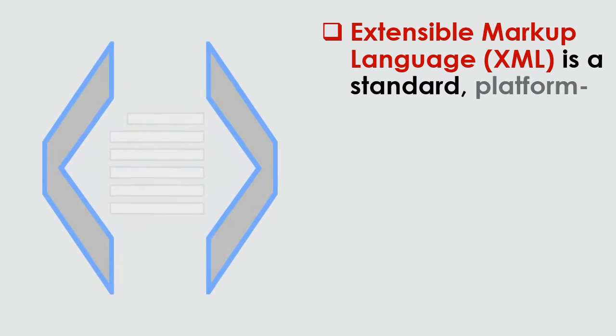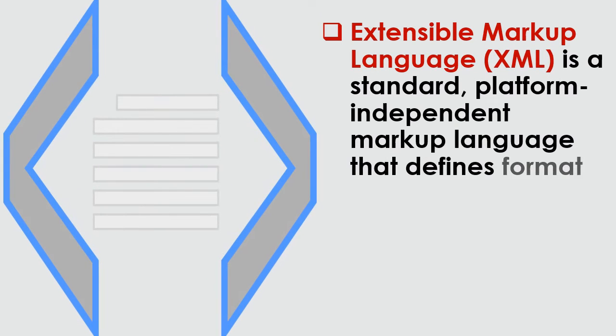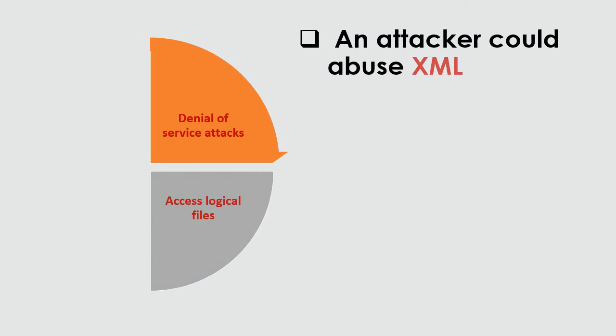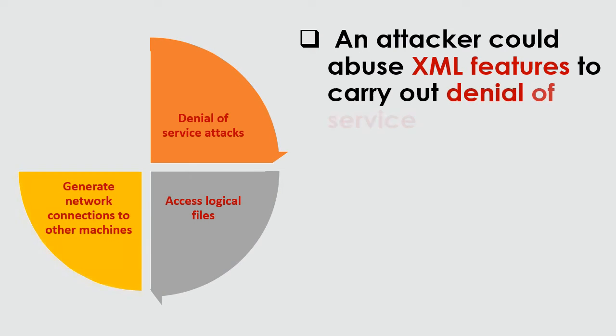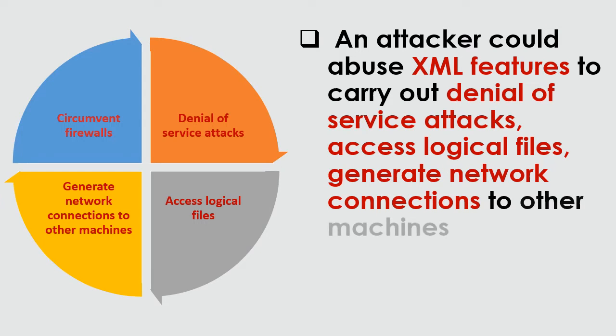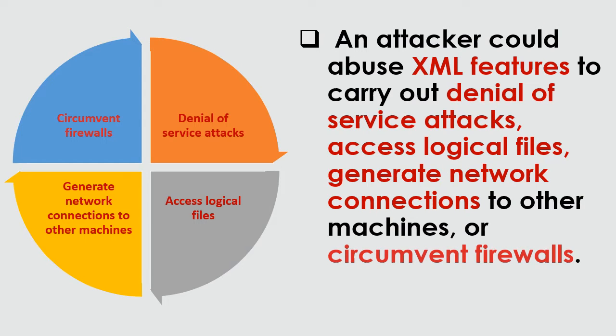Extensible Markup Language, XML, is a standard, platform-independent markup language that defines format rules for encoding data. An attacker could abuse XML features to carry out denial of service attacks, access local files, generate network connections to other machines, or circumvent firewalls.